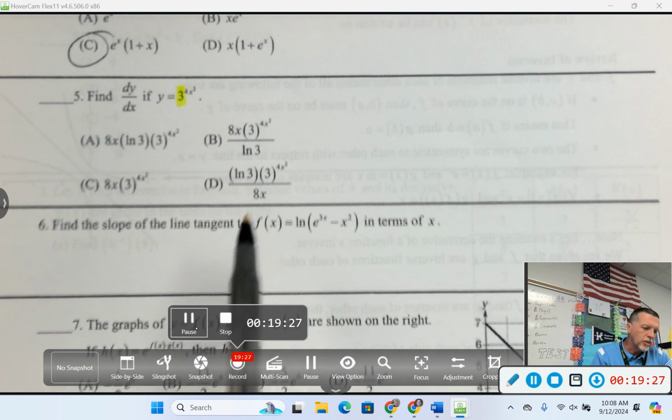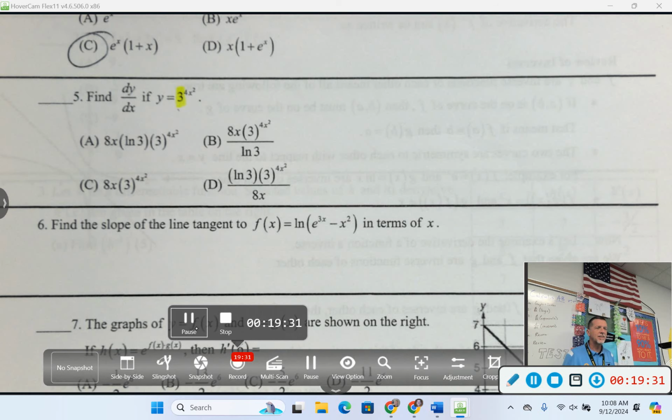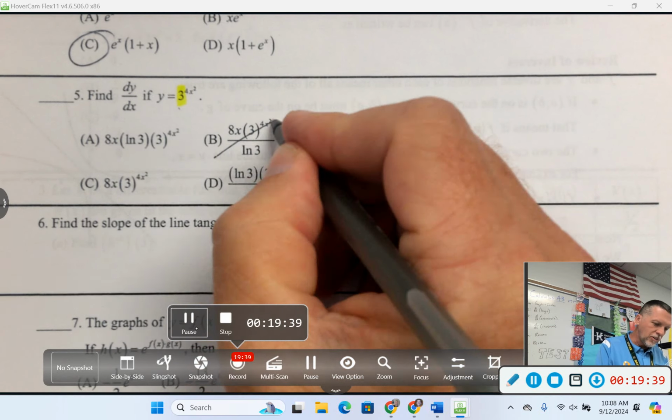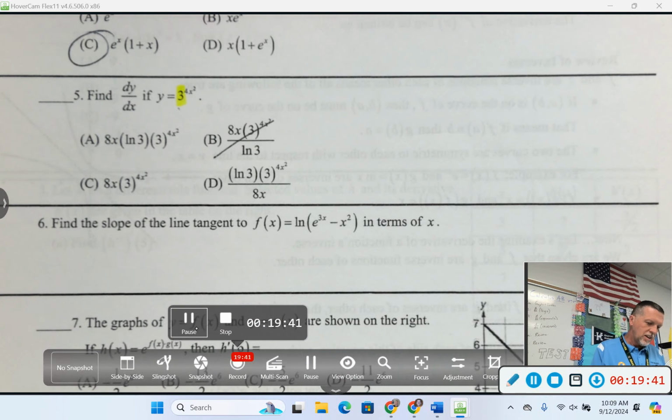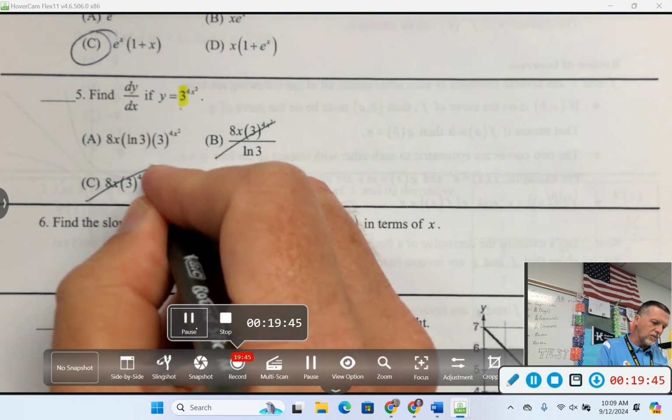Looking at my answer choices, is that natural log of 3 going to show up in the top or in the bottom? In the top. It shows up in the bottom when the log is not base e. So I'm pretty sure answer choice B is out. I'm guessing C's probably right, but without the natural log of 3, so C's probably out.